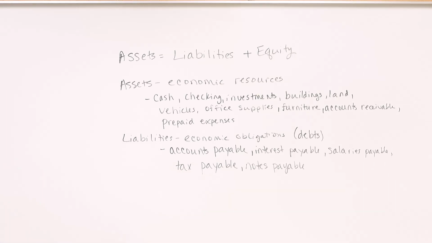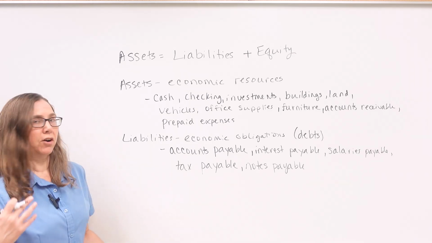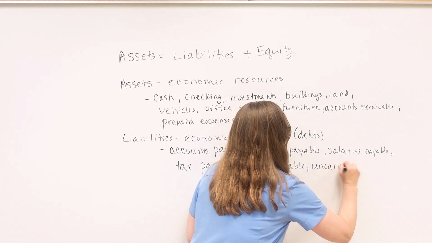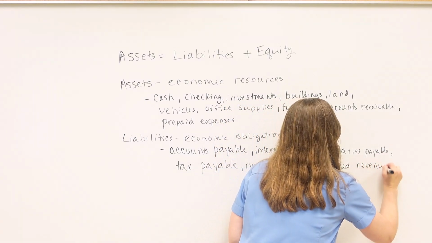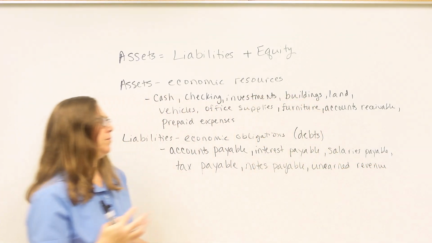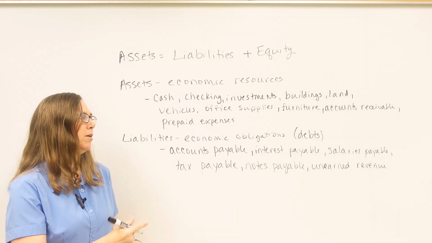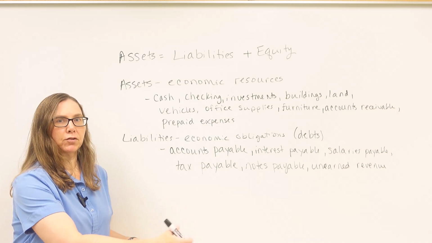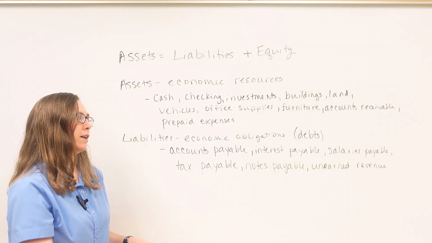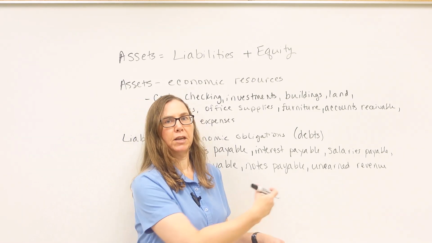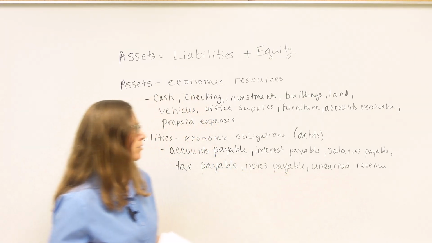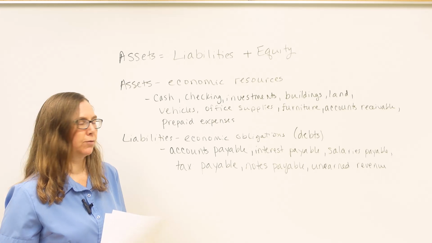And something that we're going to talk about in a later unit as well is something called unearned revenue, which has the word revenue, meaning revenue is usually income. But if they receive money in advance and they haven't performed the service or provided the product to the customer yet, that is technically considered a debt because they owe that service or they owe that product to the customer. That's considered an unearned revenue, which would go in this category as well.